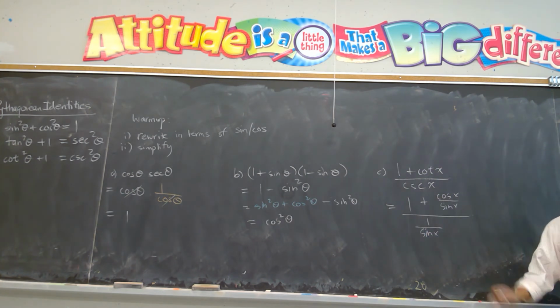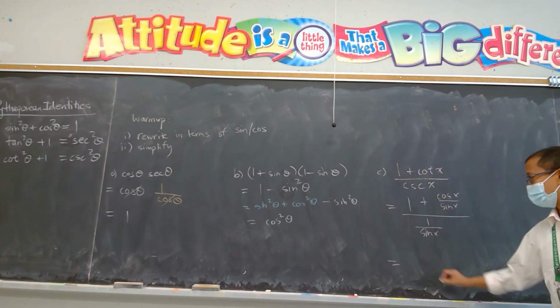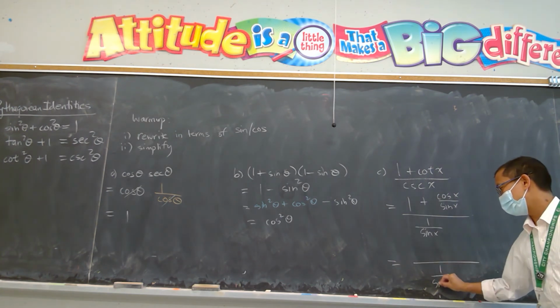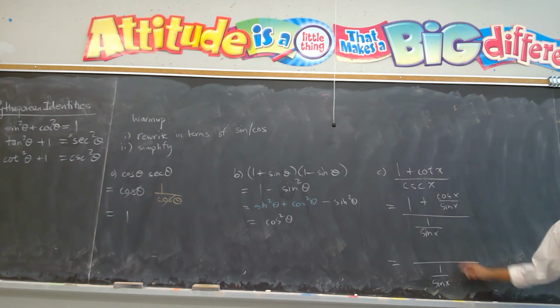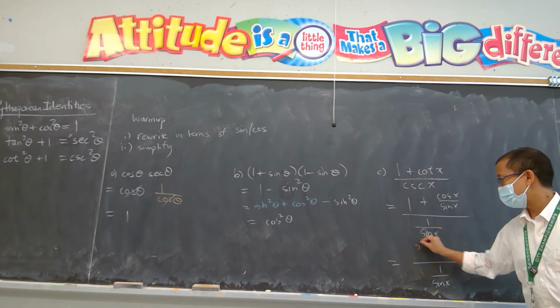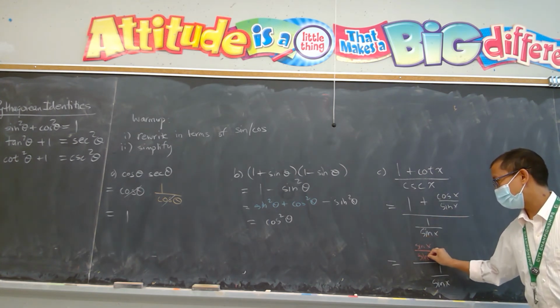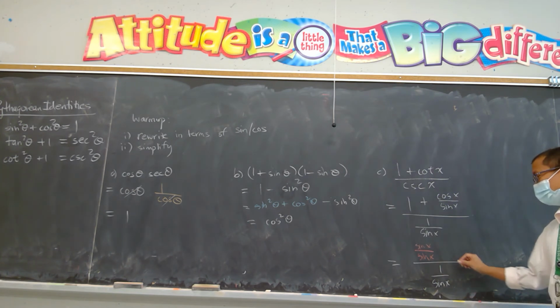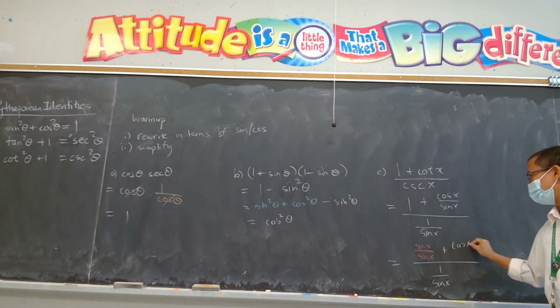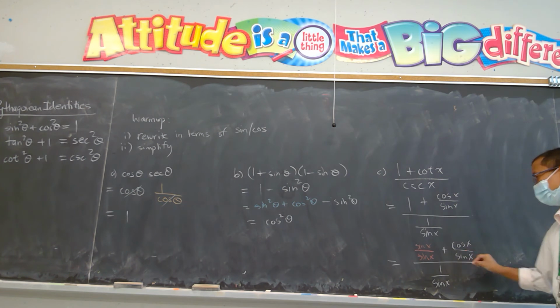And again, everything's in terms of sine and cosine, so that's great. How do we add fractions? Well, we have to get a common denominator. So let's just take an extra step to show what was happening. 1 is going to change to sine x over sin x. And again, this is not the only way to do this question, but that's what we get.